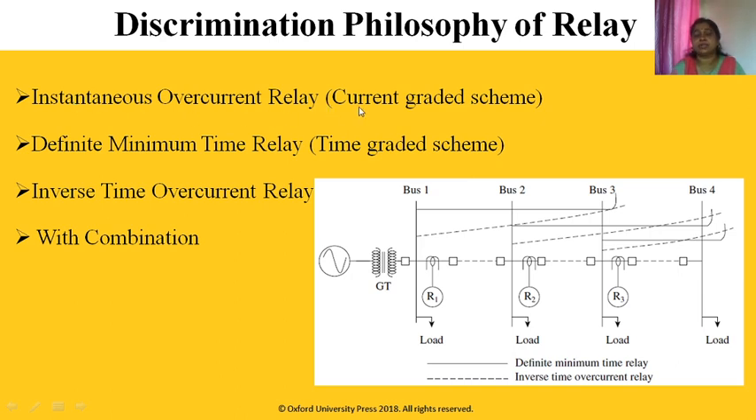The scheme which uses this characteristic is called the current graded scheme. Why current graded scheme? Instantaneous over current relay, as I told in the last lecture, has only one setting, that is the current setting. What about the time setting? It is instantaneous, so there is no time setting. It operates instantaneously. There is only one setting, that is the current setting.